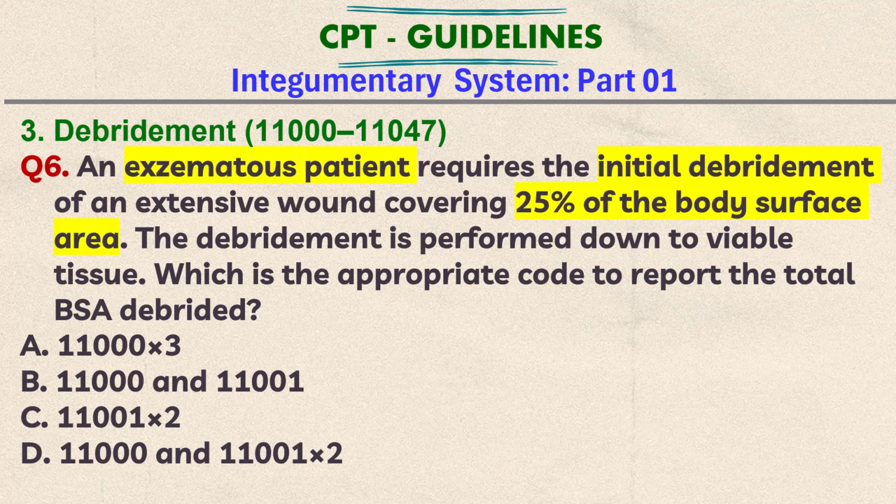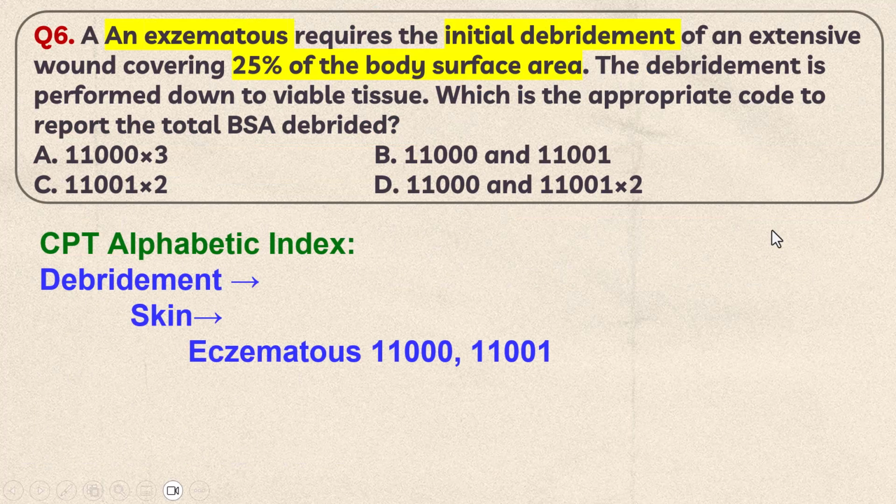So let's find the answer using the CPT alphabetic index. First go to the index term debridement, then go to the subterm skin, then go to the subterm eczematous. It will lead you to the codes 11,000 and 11,001. Let's go to the tabular list and confirm the answer.